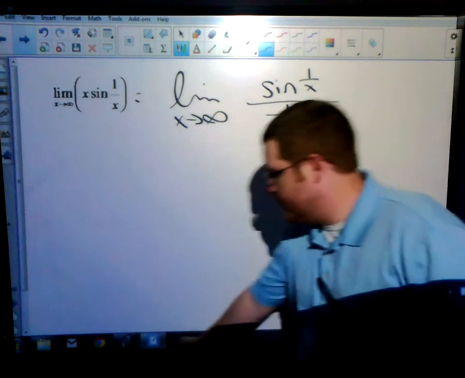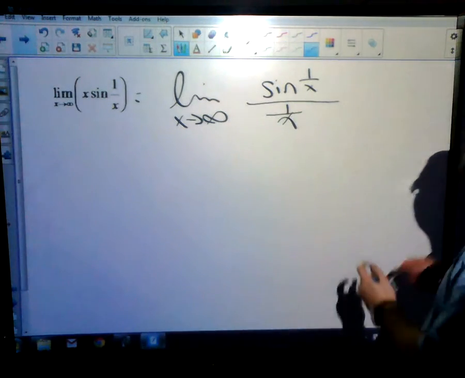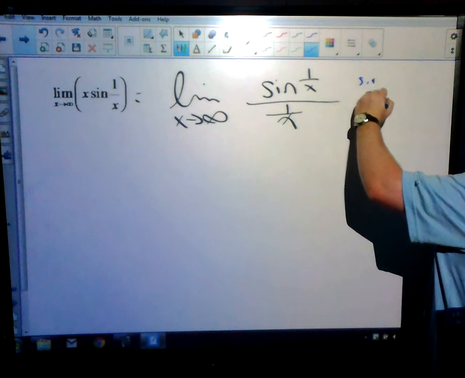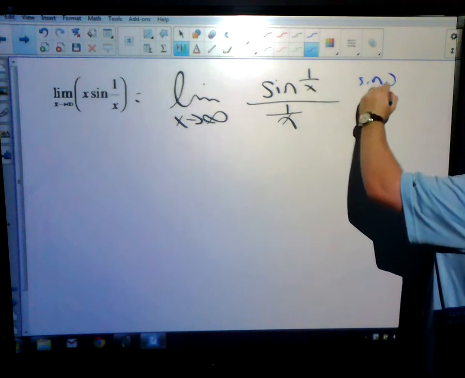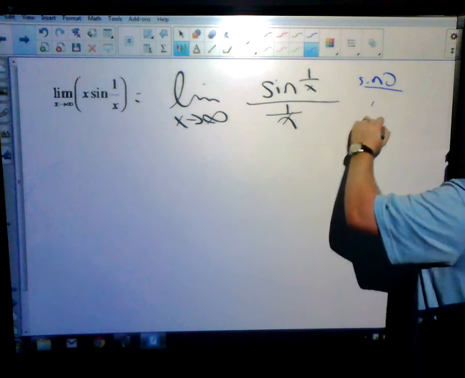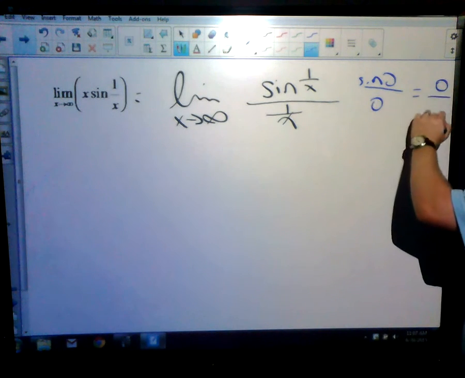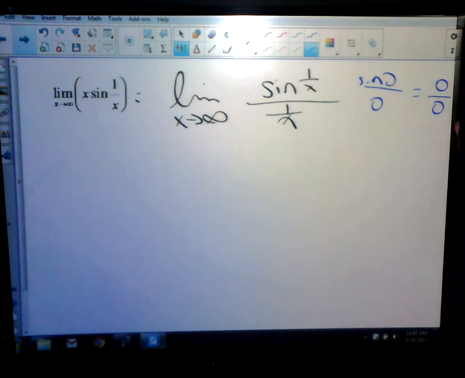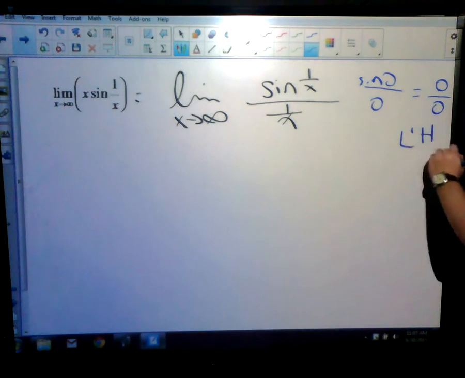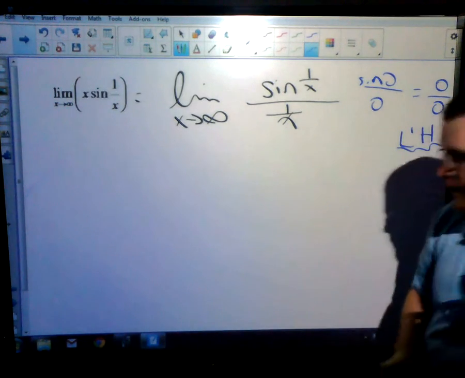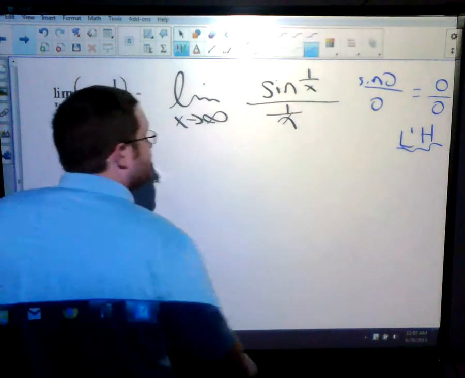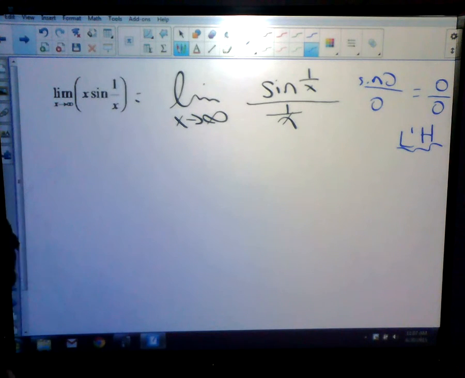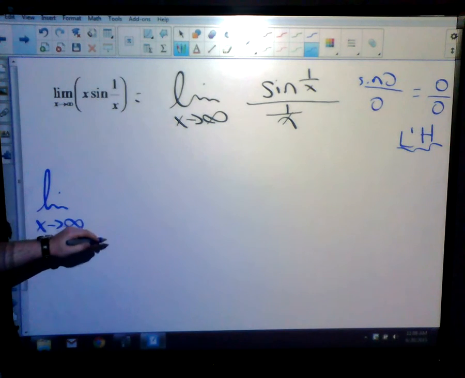Now let's check this one. If you plug in infinity, you get sine of 1 over infinity, and 1 over infinity we said was 0. That's 0 over 0. Because I get 0 over 0, I'm going to use L'Hopital's rule. L'Hopital's rule says if it's a fraction, take the derivative of top and bottom. So the limit as x goes to infinity.